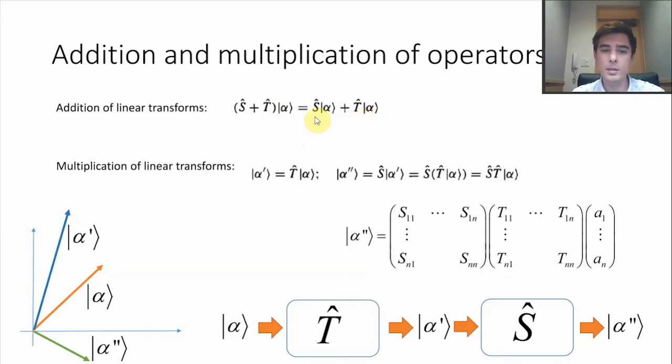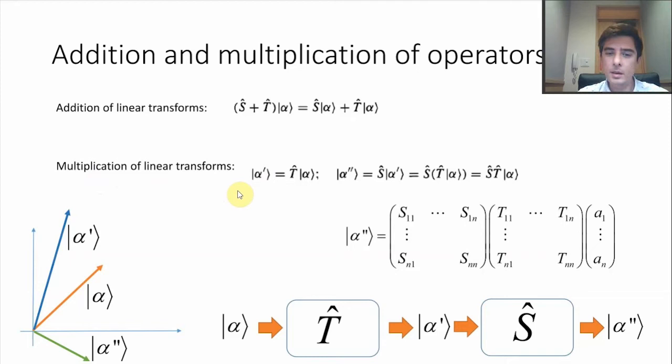Right? So S times alpha gives some new vector, T times alpha gives some other vector, then you just add those two vectors together. So that's addition of operators, but you can work out these things in the way that is most convenient for the calculation that you're doing. Multiplication of operators. This is where things get a little bit interesting.